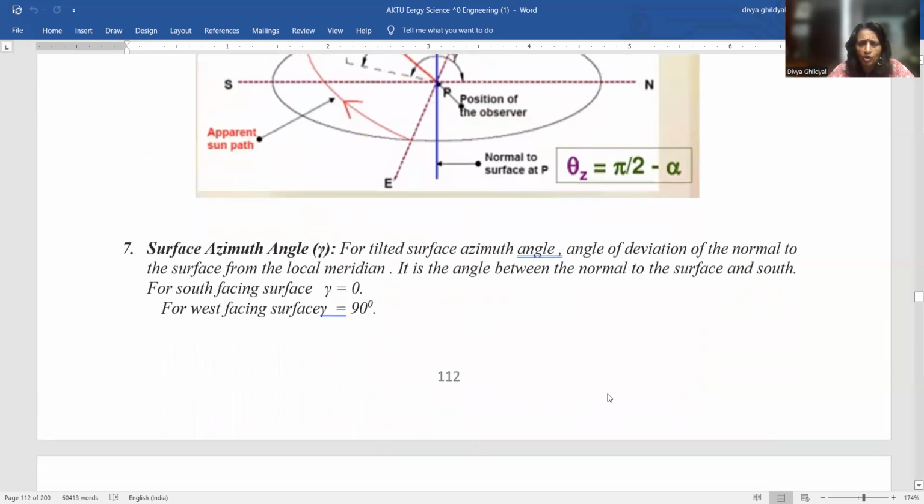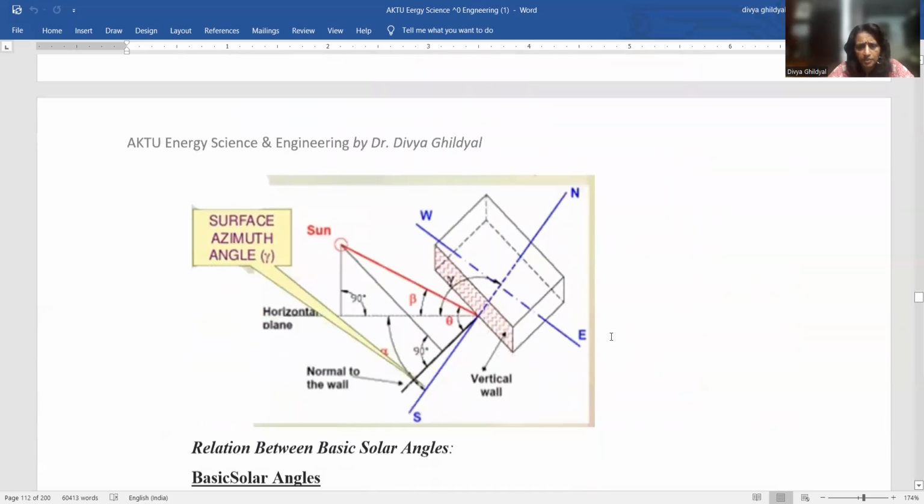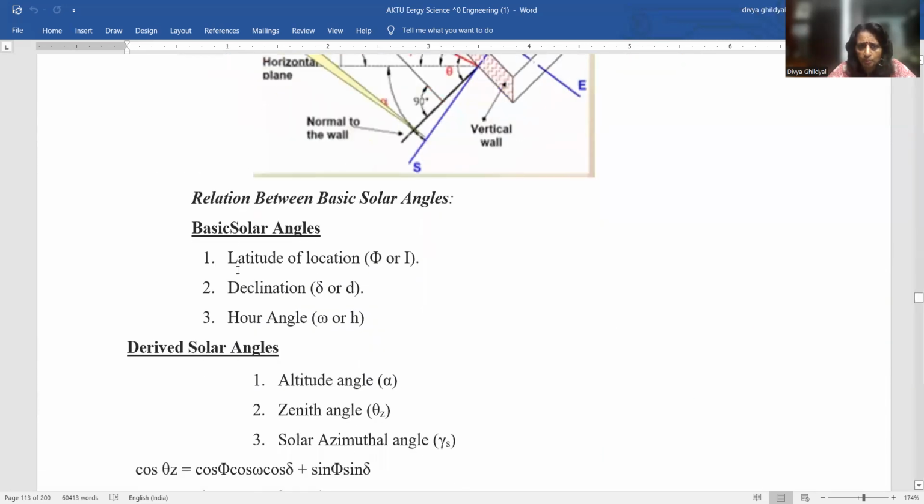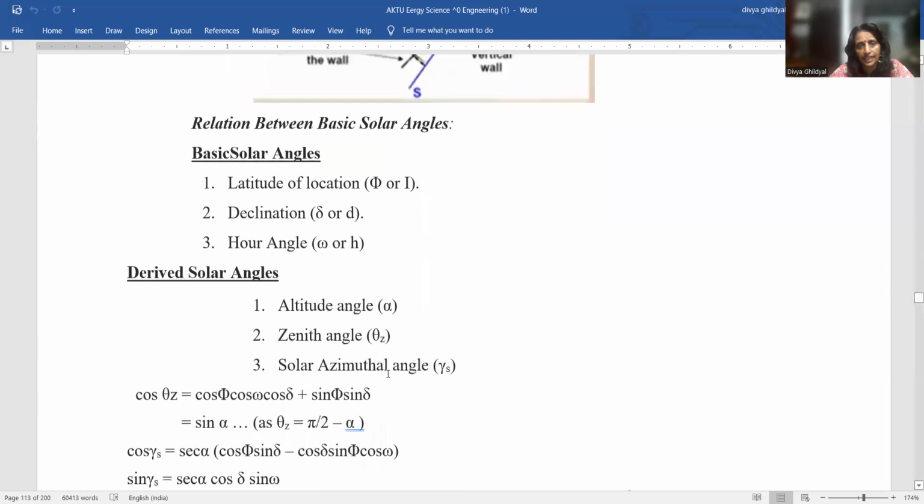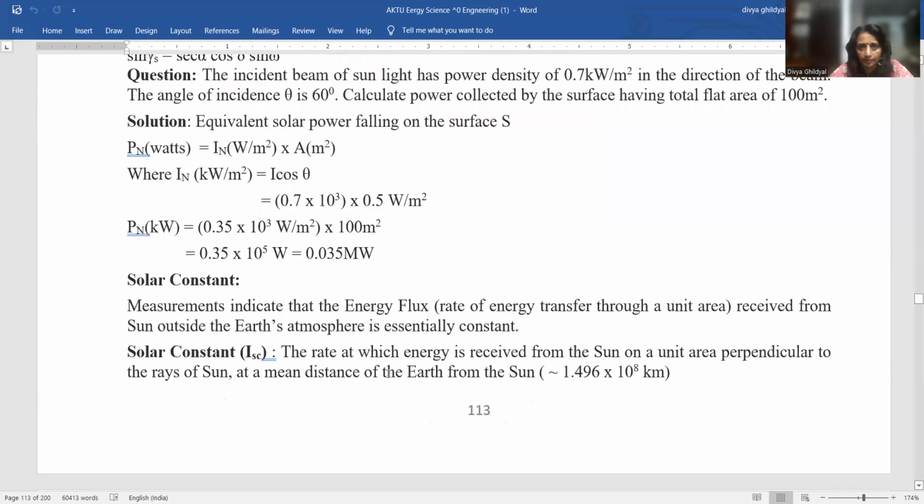There are many more solar basic concepts. You just need to know the basic solar angles, that is latitude of the location, declination, hour angle, and the derived solar angles, that is altitude angle, zenith angle, and solar azimuthal angle.